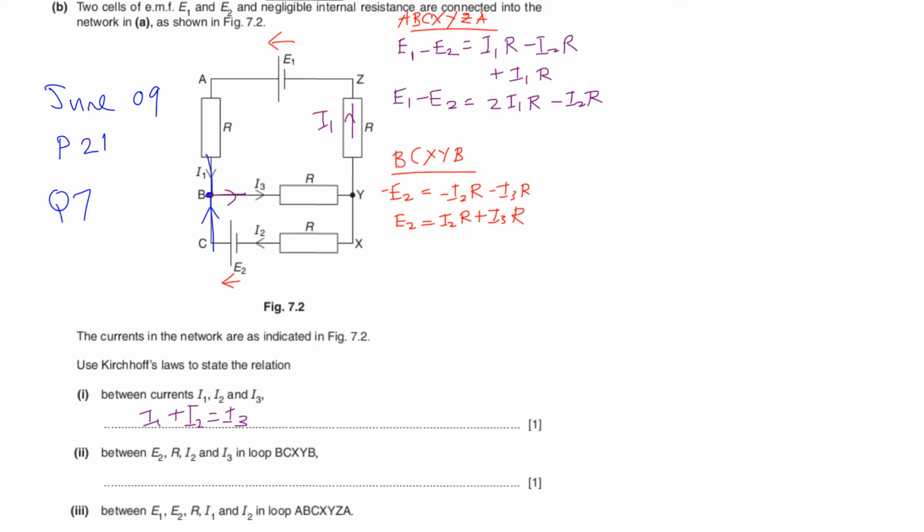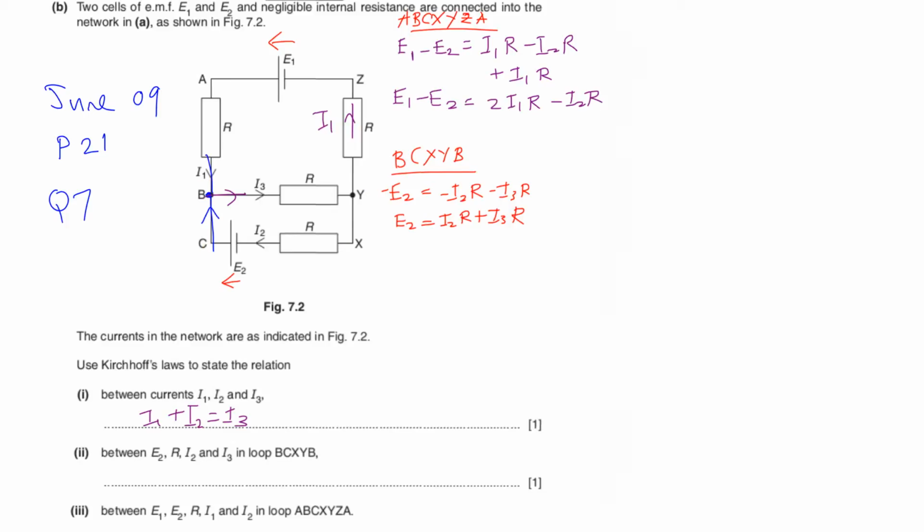So for part 1, Wee Kiong, did you get the answer here? So I1 is entering, and what else is entering? And what is leaving? What current is leaving? So I1 plus I2 entering equals I3 leaving. Okay, very good.